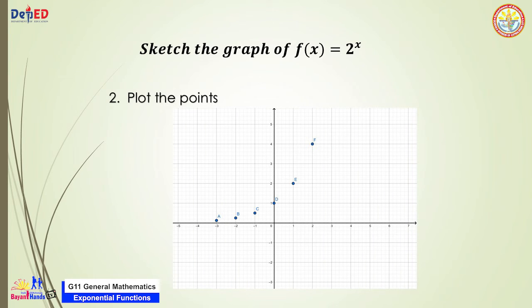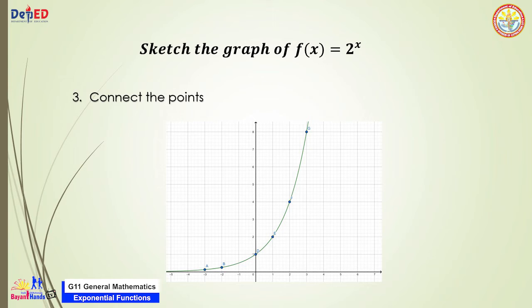From this table of values, plot the points in the Cartesian plane. Then, connect the points with a smooth curve. This is now the graph of 2 raised to x.